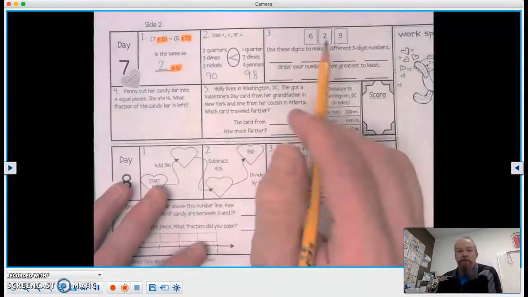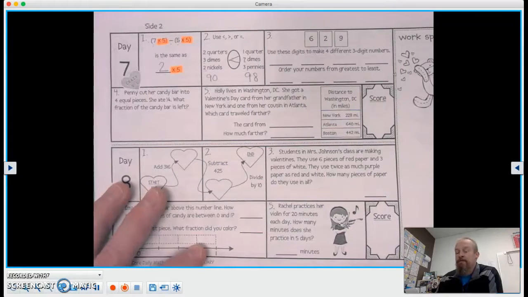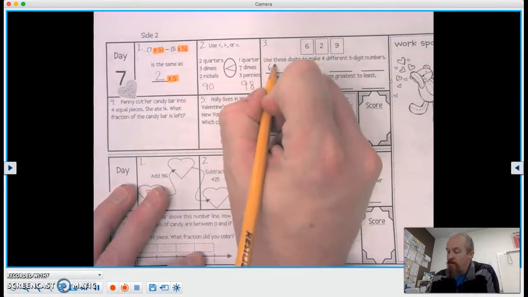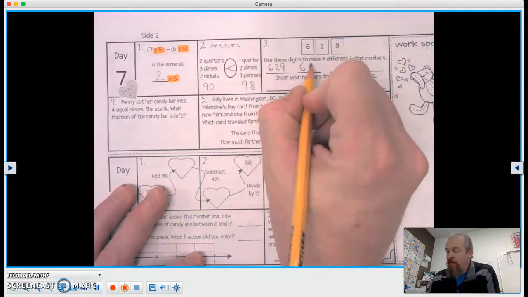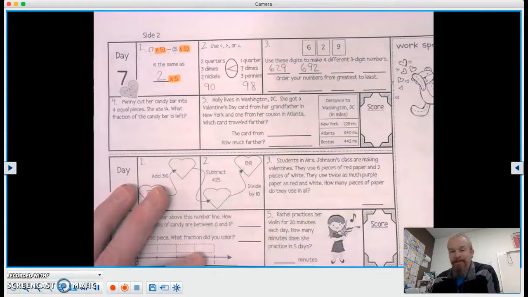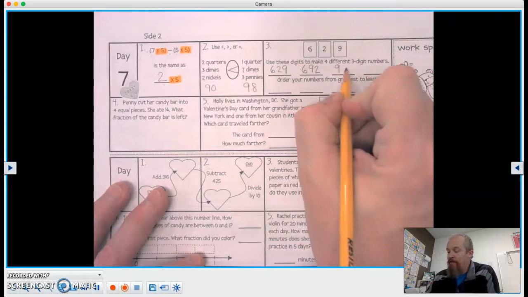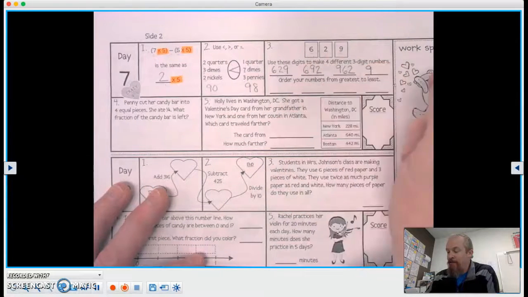So let's look at number 3. Use these digits to make 4 different 3-digit numbers. Okay, so let's go 629, and then we'll go 692. And we'll just go backwards. 962, 926.